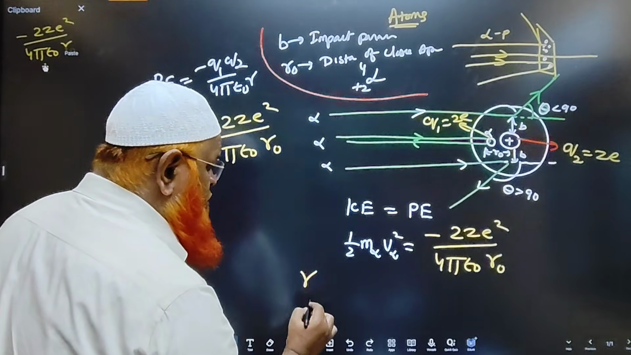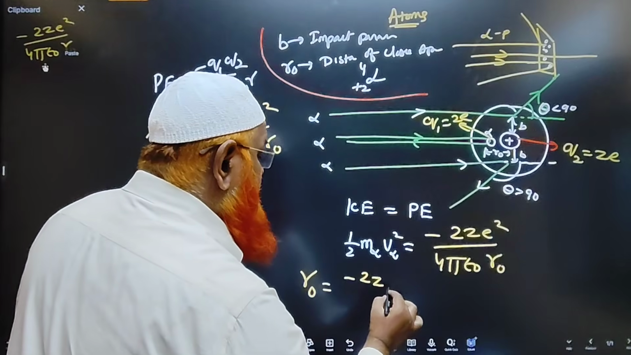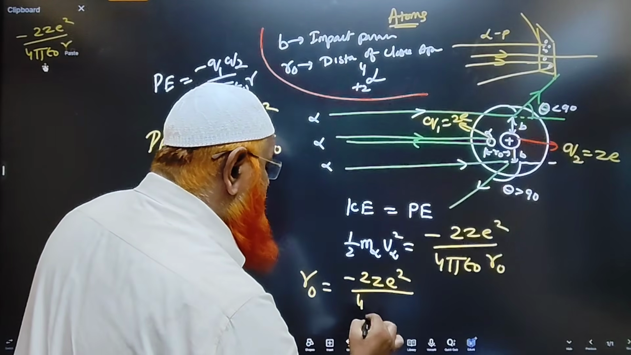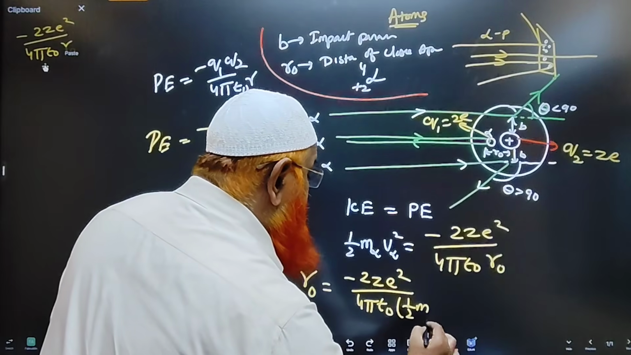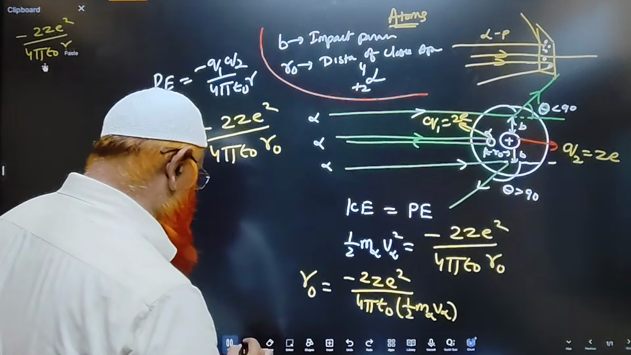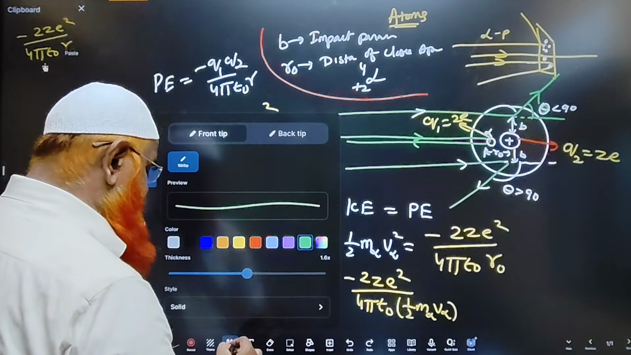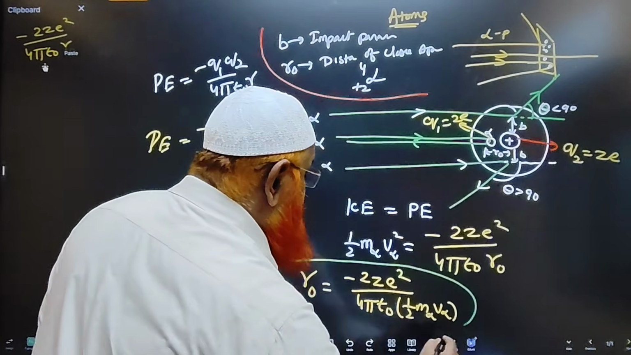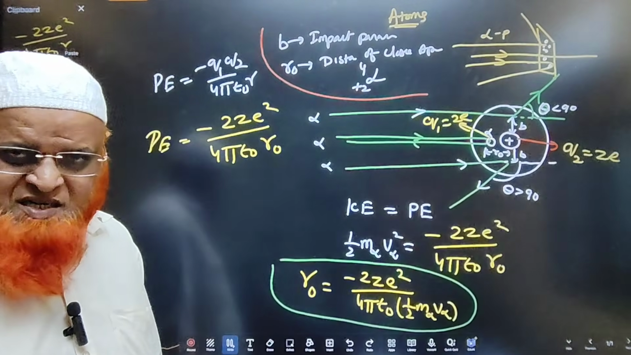Then from that I get r naught. Taking r naught upwards, r naught is equal to 2Ze square by 4 pi epsilon naught into half m alpha v alpha square. So your formula is ready now. You got r naught, which is called the distance of closest approach. You got this formula, isn't it?